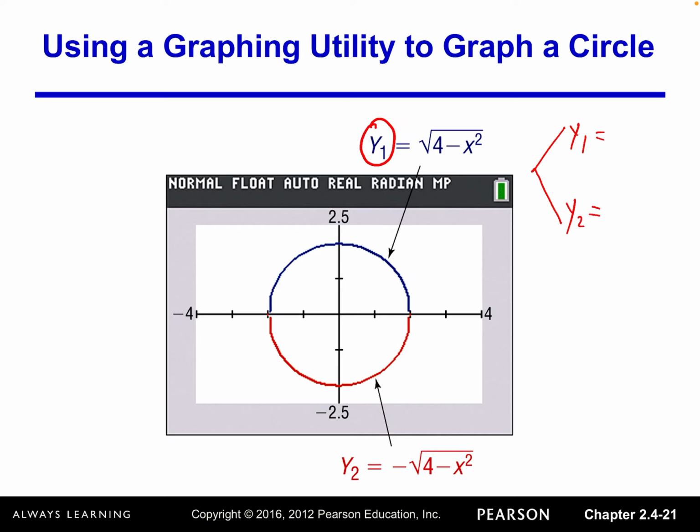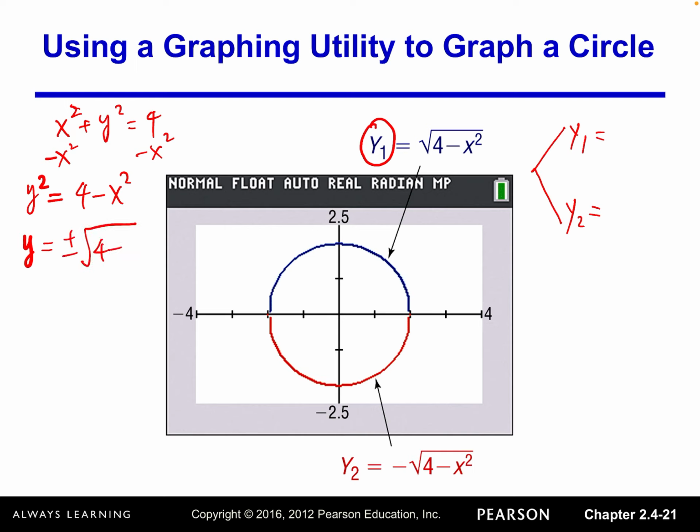So for this case, we have the circle equation x squared plus y squared equals 4. So in order to solve for y, we subtract x squared from both sides of the equation. So we get y squared equals 4 minus x squared, and then we take the square root of both sides of the equation. We have y equals plus or minus the square root of 4 minus x squared. So for y1, we need to put the positive square root of 4 minus x squared, and for y2, we need to put the negative square root of 4 minus x squared.